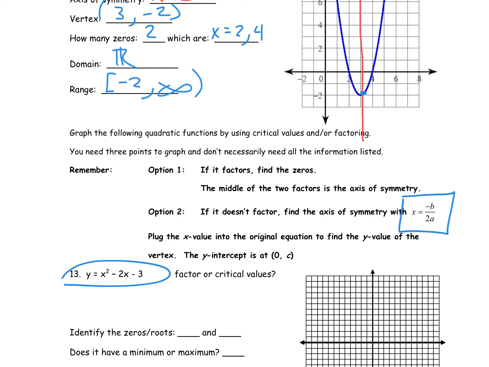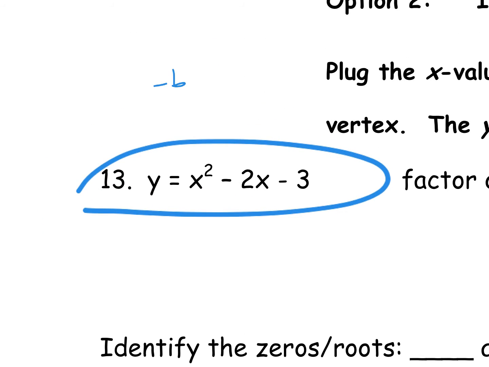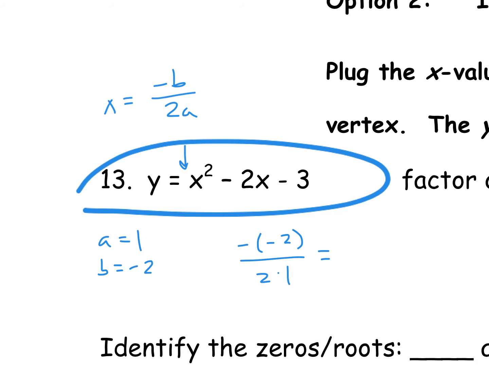So looking at 13, negative b over 2a, what is our a? So remember, 1, perfect. A is in front of the x squared. And what's our b? Negative 2. So we just plug that into our axis of symmetry formula. So we have negative 2 over 2 times 1. So this would be 2 over 2. So what's our axis of symmetry? X is equal to 1.